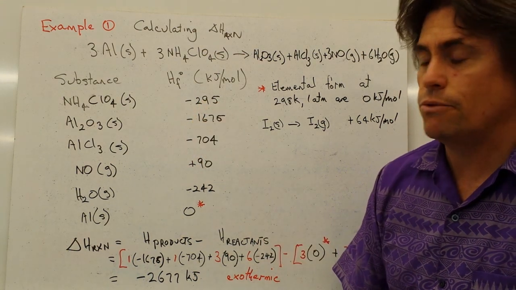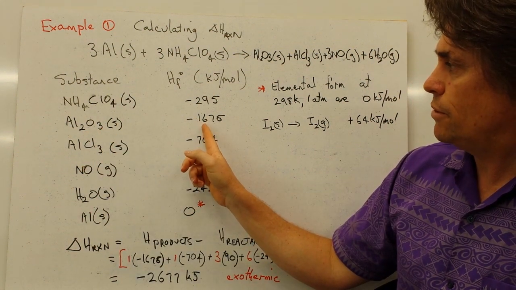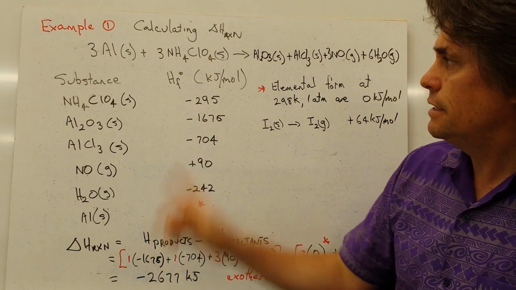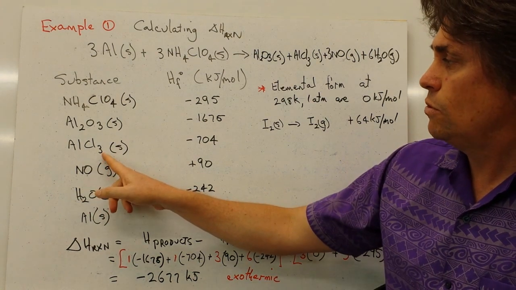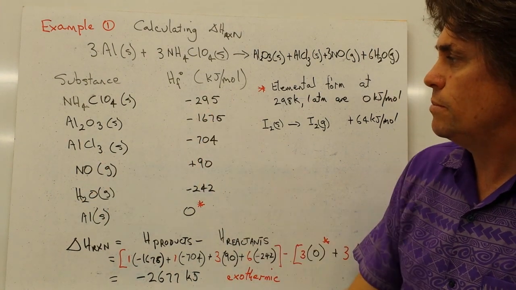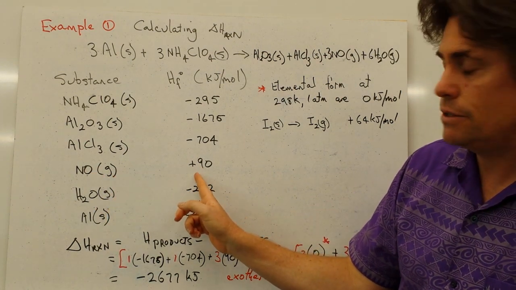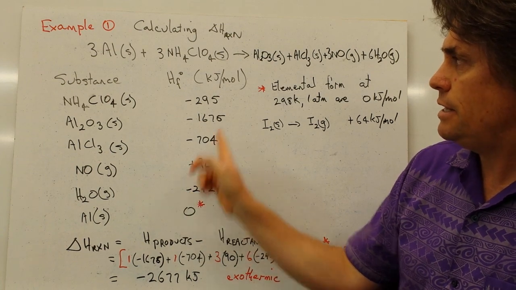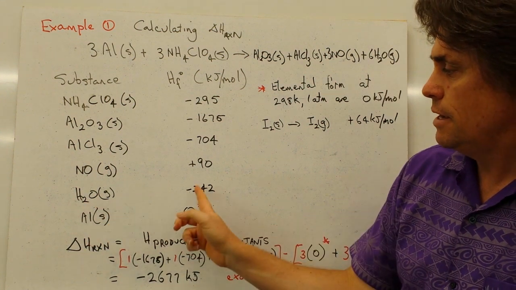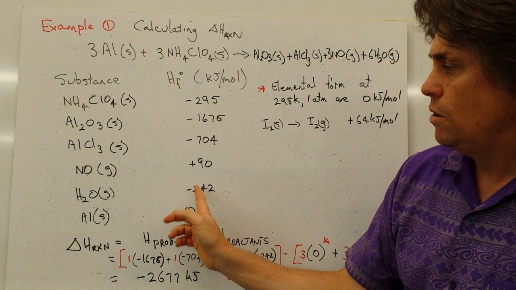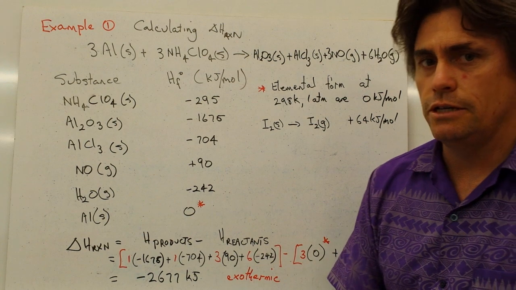So it's actually an exothermic reaction. Similarly, our aluminium oxide, exothermic reaction, minus 1676 kilojoules per mole to form our aluminium oxide from its components. Our aluminium chloride, minus 704 kilojoules per mole, once again exothermic. Our nitric oxide, it actually takes energy, so it's an endothermic reaction, and takes 90 kilojoules per mole to form it. Our water, to form from hydrogen and oxygen, minus 242 kilojoules per mole, once again exothermic. And our aluminium in solid form takes 0 kilojoules.